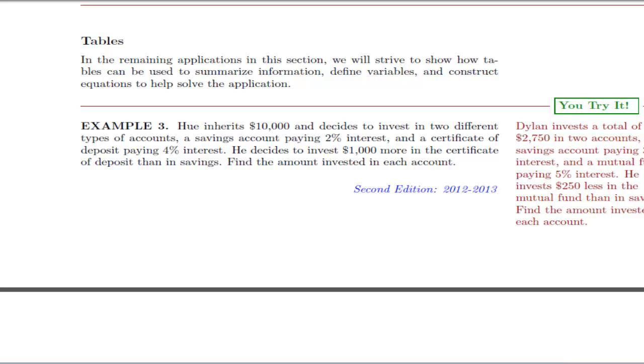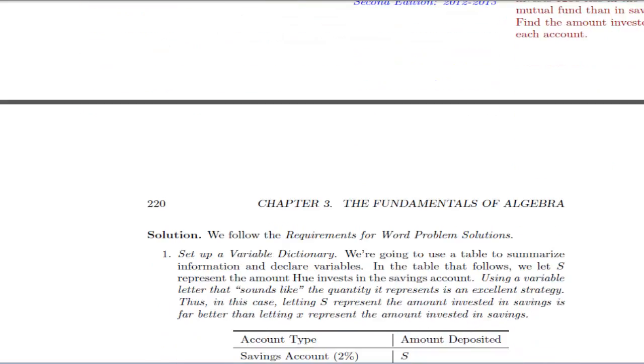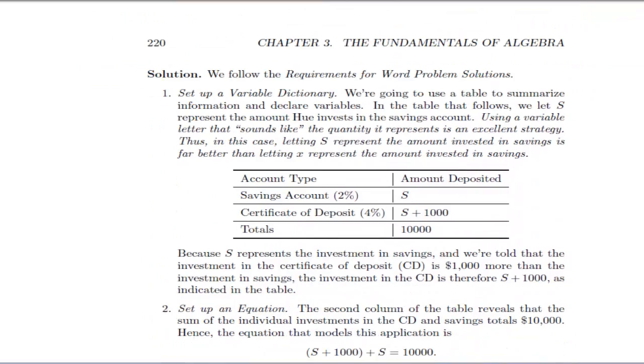Example 3. Hugh inherits $10,000 and decides to invest in 2 different types of accounts. A savings account paying 2% interest and a certificate of deposit paying 4% interest. He decides to invest $1,000 more in the certificate of deposit than in savings. Find the amount invested in each account. Solution. We follow the requirements for word problem solutions.